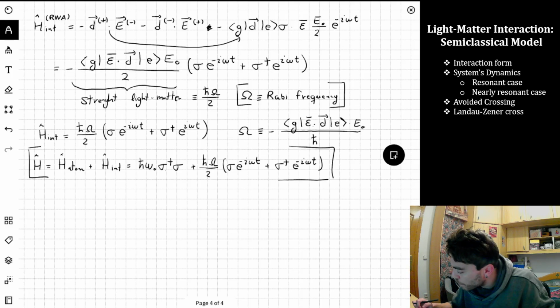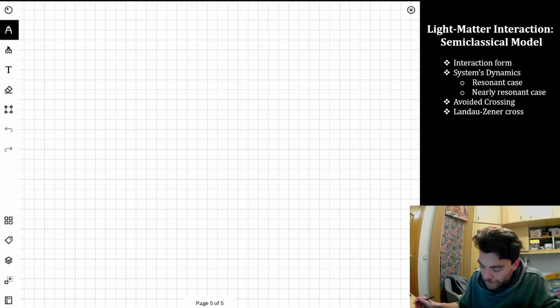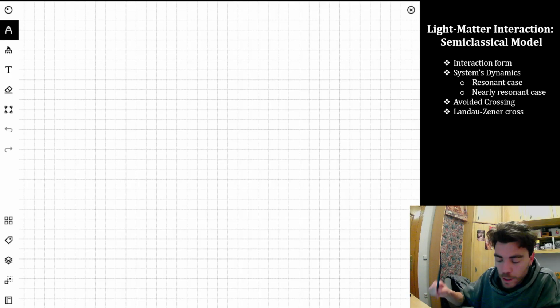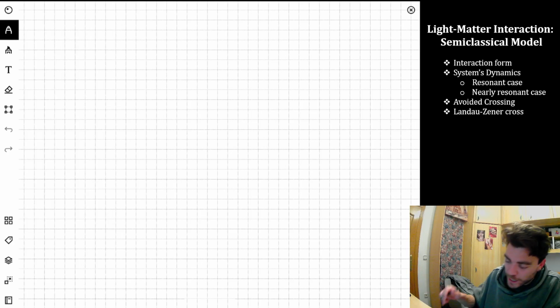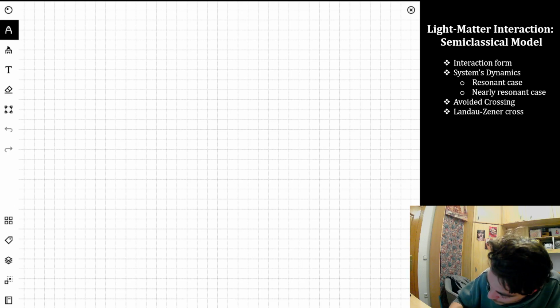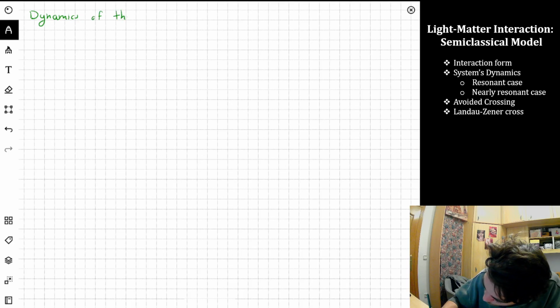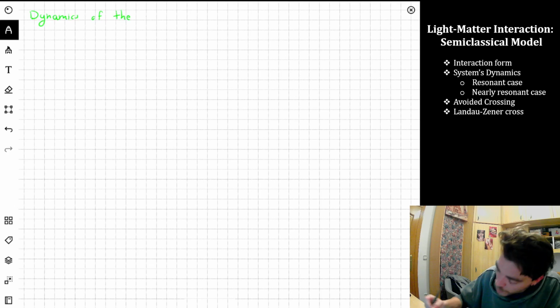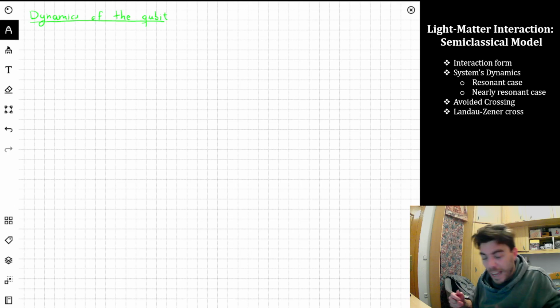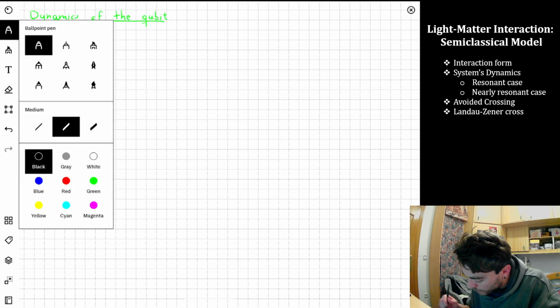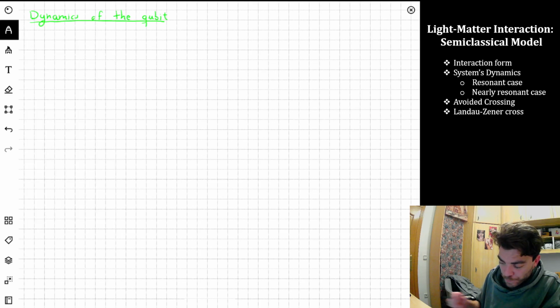So let's jump right into it to finish the first part of this video, but there is still some things to talk about here. So, dynamics of the system. What are the dynamics of the qubit under the presence of the external electric field, or light if you want, under the presence of light?